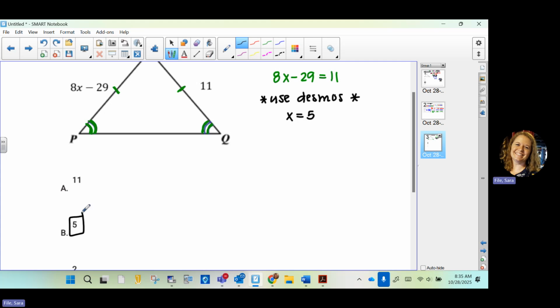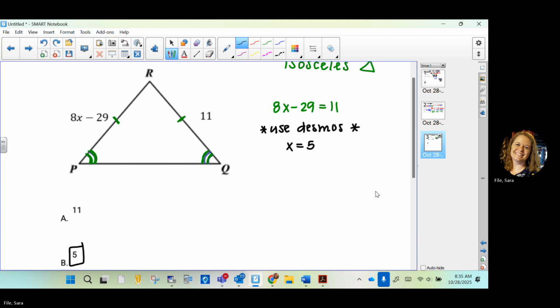So we're done. We don't have to go back and plug it in because they asked for X. They did not ask for this. If they asked for side PR, I wouldn't have had to do anything. I would have said PR is 11 because it's congruent to RQ, right? Do y'all understand that? If they ask for this side length, it's 11 because this side's 11 and they're congruent.